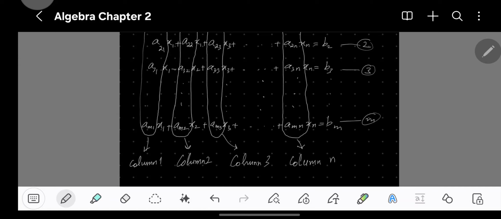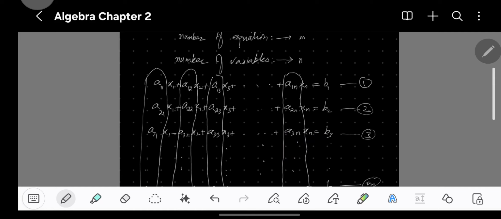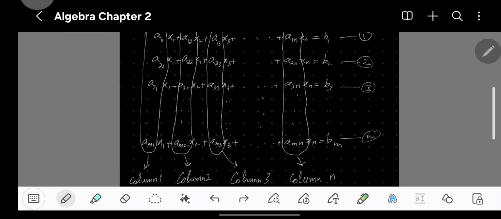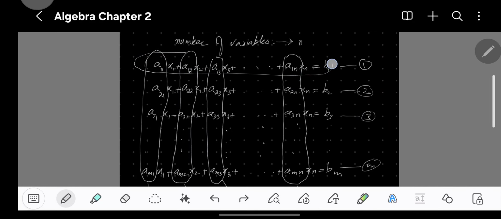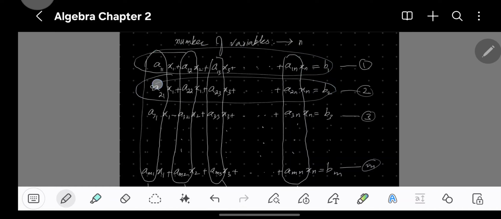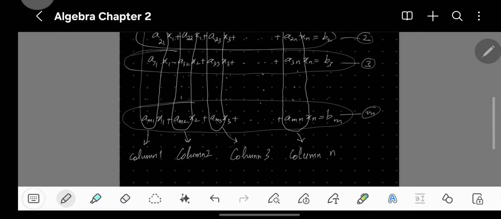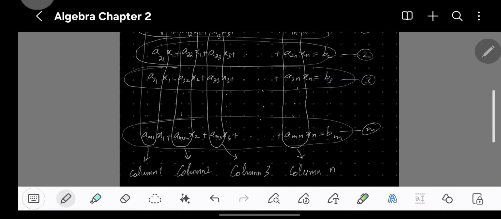Okay. So it depends in which column that coefficient is lying. If it is in the first column, the second index is 1. If it is the second column, the second index is 2. If it is the third column, the second index is 3. In the nth column, the second index is n. Okay. So along a row, the first index is the same for each row, and along columns, the second index is the same. Okay, so in this way we can convert this system into matrix form.